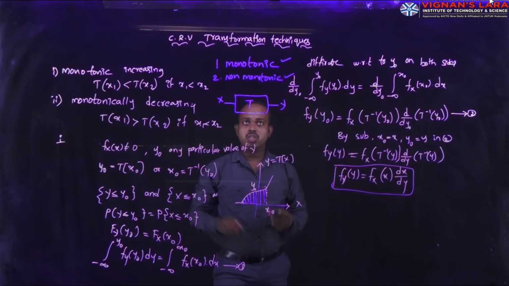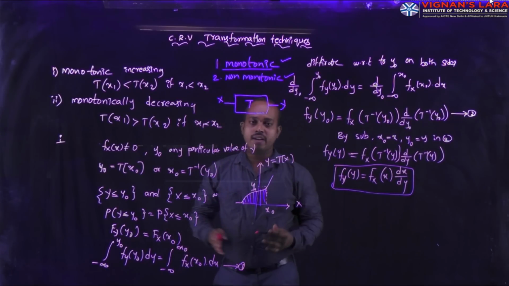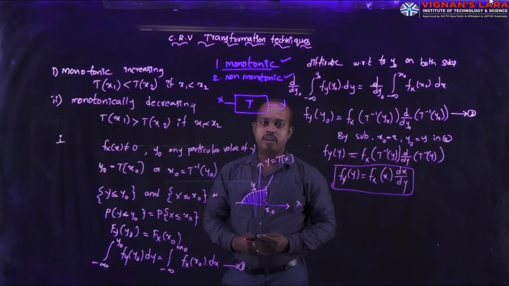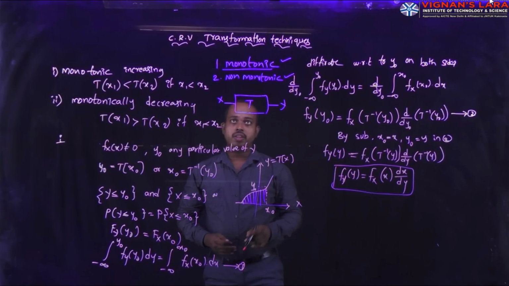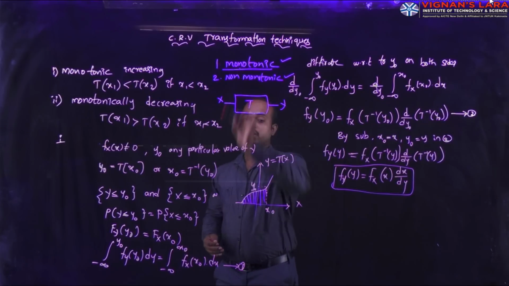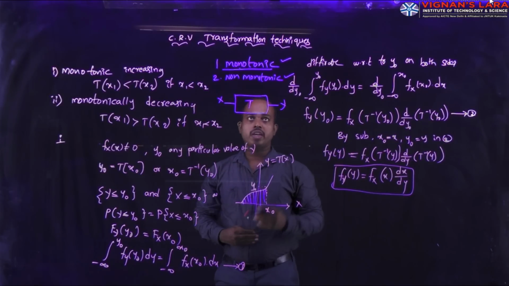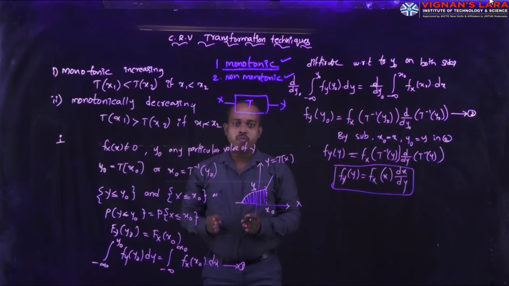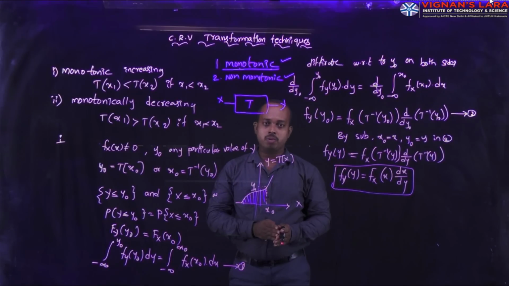The first one is the monotonic transformation. Under the monotonic transformation, we have two types of techniques, one is increasing and the second one is decreasing. First of all, what is a monotonic transformation? The name itself indicates it: mono means single. A single random variable conversion is chosen in this method. In this method, we change one random variable to another random variable. That is called a monotonic transformation technique.